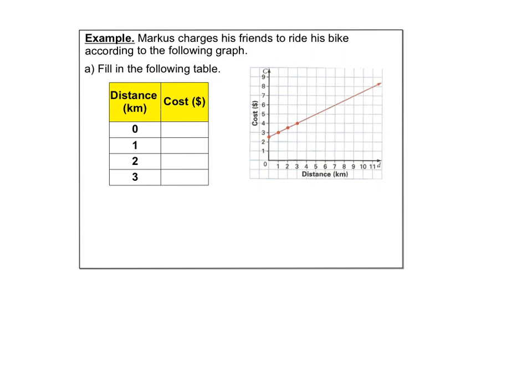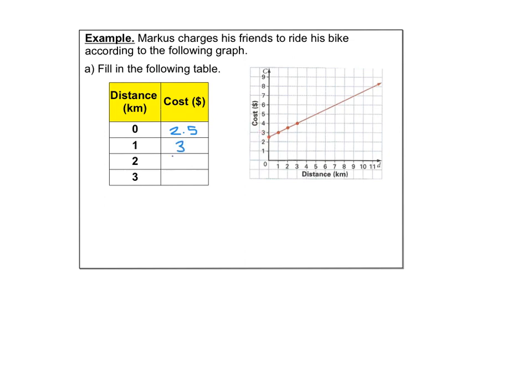Let's find distance of 0. So our distance is on our x-axis, and 0 will be right here. At distance 0, it looks like our cost is $2.50. So I'm going to write in $2.50, 2.5. At a distance of 1, that's our x-coordinate, we need to find our y-coordinate, or the cost. So our y-coordinate, if we go up, follow 1, and then we track over to our y-axis, we see a value of 3.